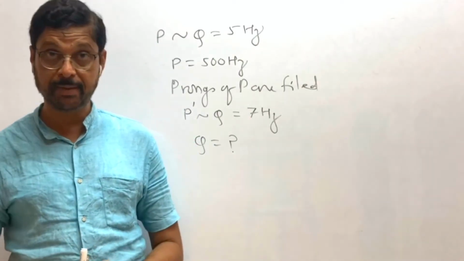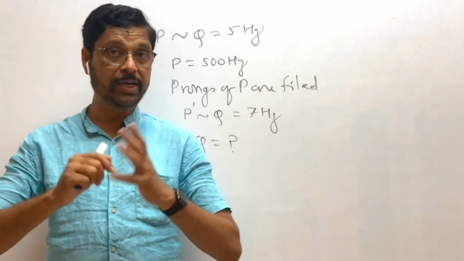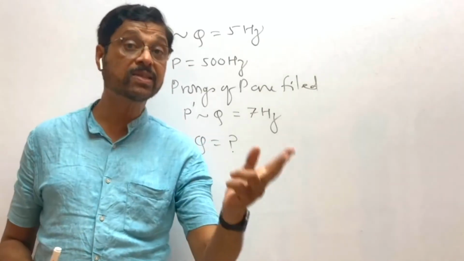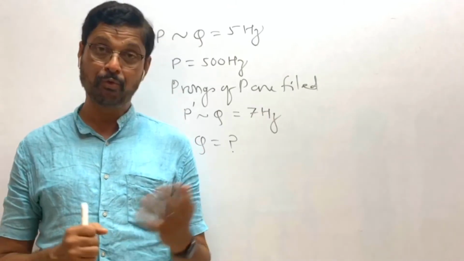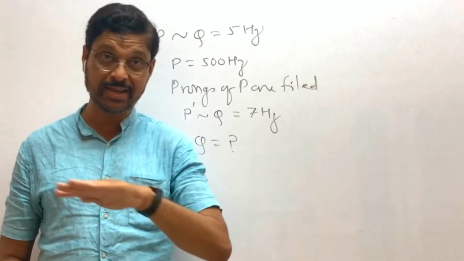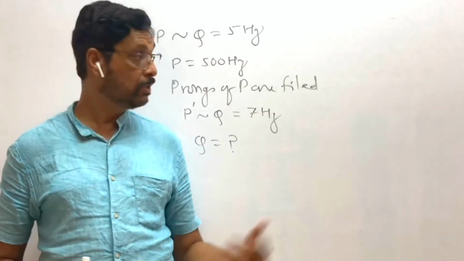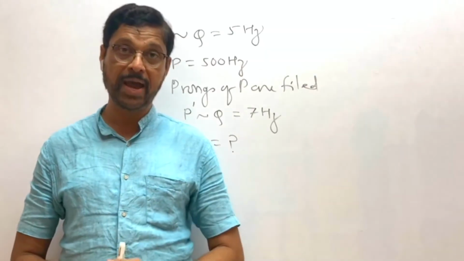Previous question जैसे हमने solve किया था वैसे ही करना है इसको. The only difference is वहां पर वैक्स डाला था हमने, तो वैक्स डालने से फ्रीक्वेंसी कम हुई थी. यहां पर फाइलिंग की है, फाइलिंग करने के कारण फ्रीक्वेंसी बढ़ेगी. You have to solve it in the same manner.